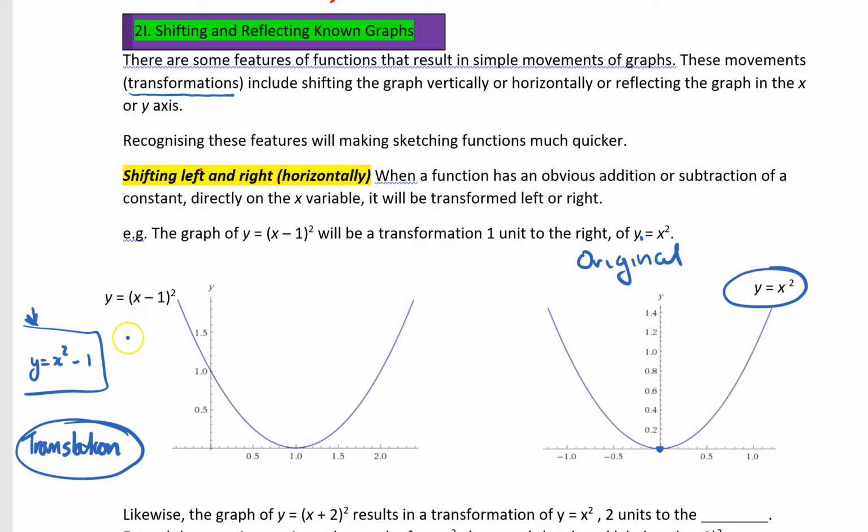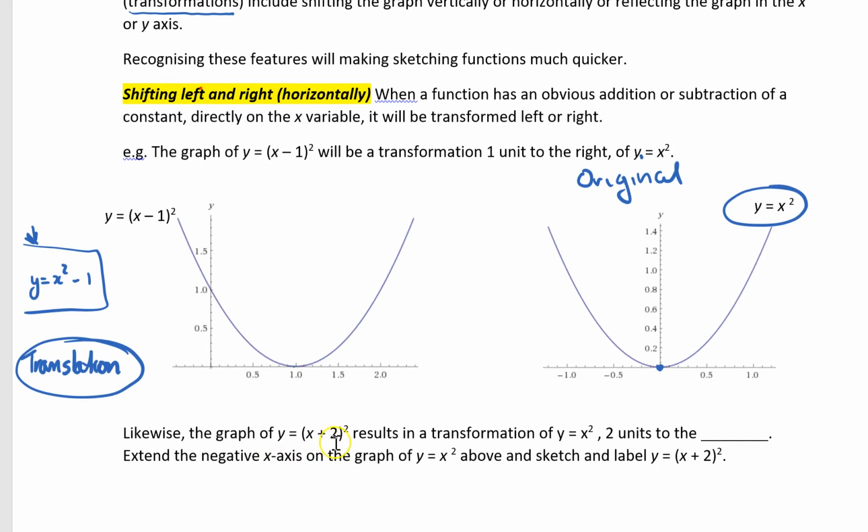So, yeah, you can see that if you put a minus 1 in this position, it moves the vertex over to the right 1 unit. And if you were to put a 2, the graph of y equals (x plus 2) all squared, it would transform your original graph 2 units now to the right. Oh, sorry, no, plussing. We're plussing now. It'll move it 2 units to the left.